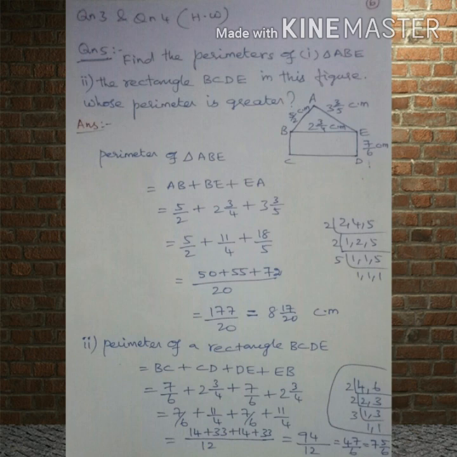So the perimeter of the rectangle is equal to BC plus CD plus DE plus EB. BC is 7 by 6, CD is 2 3 by 4, DE is 7 by 6, EB is also 2 3 by 4. Two values are mixed fractions, which you have to convert into improper fractions. 7 by 6 plus, 4 twos are 8, 8 plus 3 is 11, 11 by 4, plus 7 by 6 plus 4 twos are 8, 8 plus 3 is 11, 11 by 4.